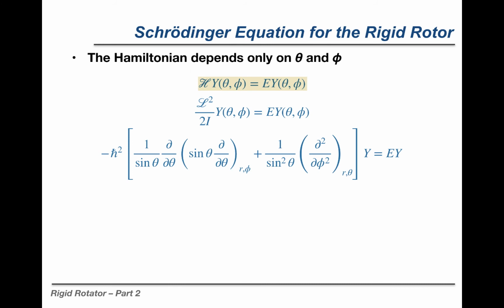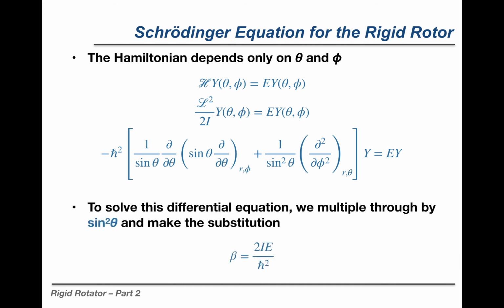Second, since our Hamiltonian does not have any dependence on r, and only depends on theta and phi, we can surmise that the eigenfunctions will likewise only depend on theta and phi. And so you see here that Y is a function only of the two angular coordinates, theta and phi. Now, the differential equation written at the bottom of the slide currently is not in a form that is easy to solve. To do that, we need to take two more steps.